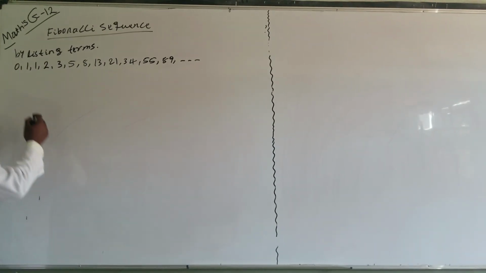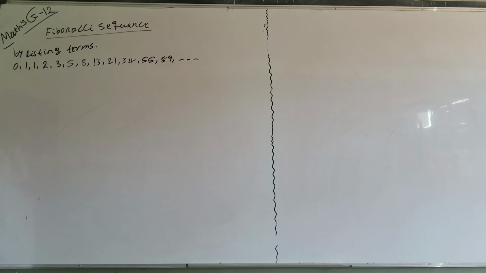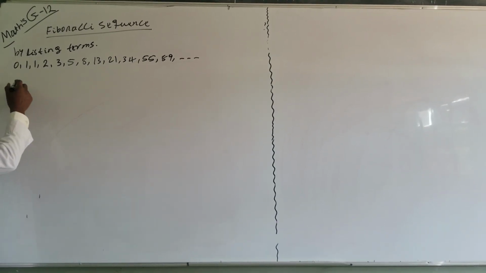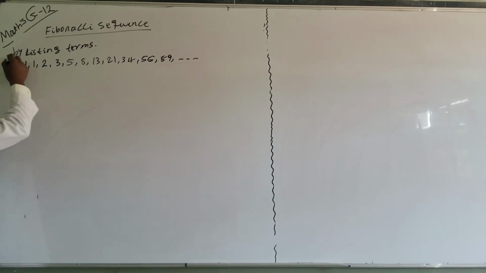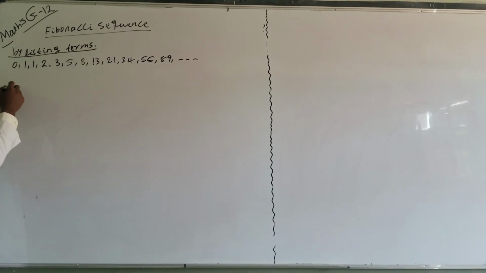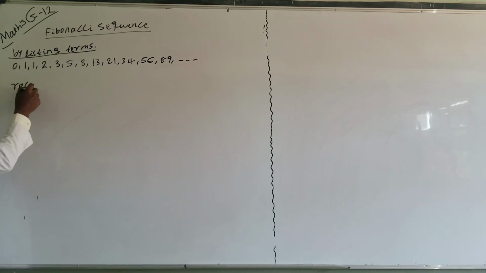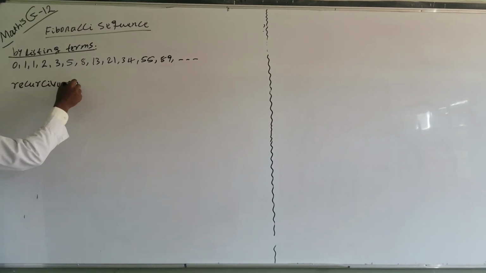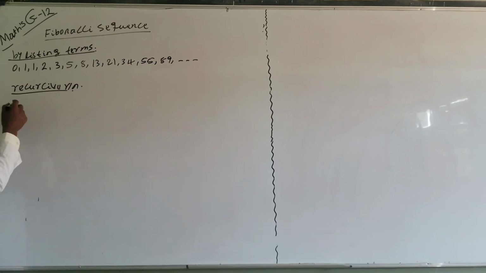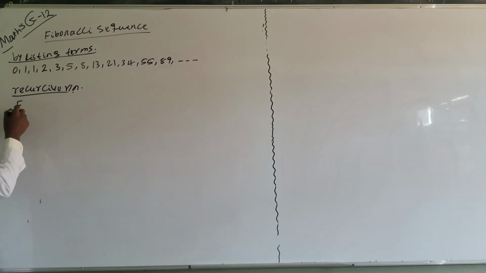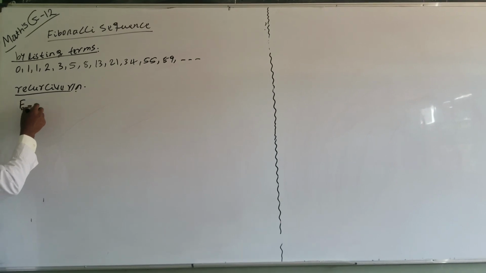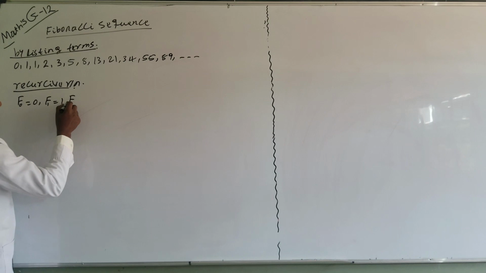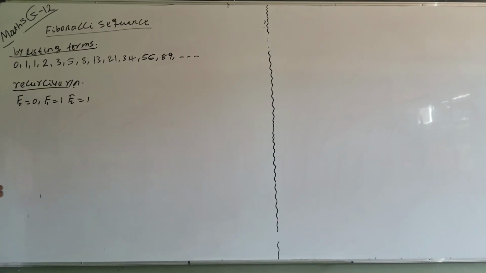First of all, let us see the Fibonacci sequence recursively. When we see it recursively, by listing and by recursive relation, let us take f of 0 is equal to 0, f of 1 is equal to 1, f of 2 is equal to 1.